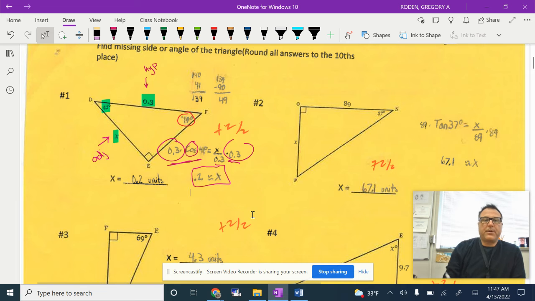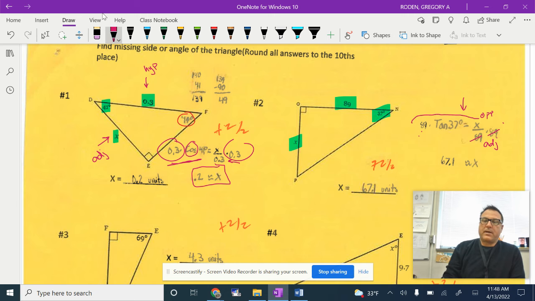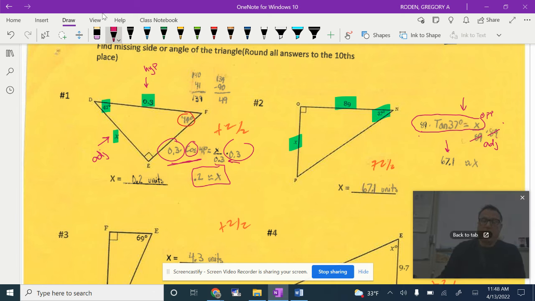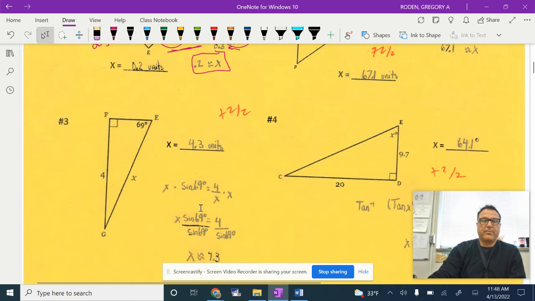Okay, so the next problem was number two. This student didn't even find the other angle. You have 37 degrees here, and you have an opposite for x and an adjacent for 89. So what is opposite over adjacent? It is tangent. Remember your SOHCAHTOA rules? So this student said tangent of 37 equals x over 89, because this is your opposite side and this is your adjacent side. They multiplied both sides by 89 to cancel out those 89s, so now x equals 89 times the tangent of 37, which gave approximately 67.1.